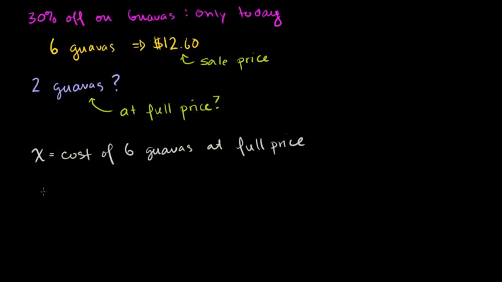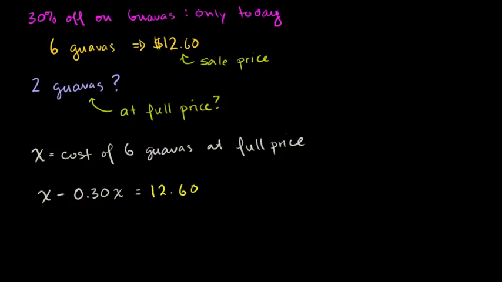So if we have the full price of 6 guavas, we're going to take 30% off of that. That's the same thing as 0.30, or I could just write 0.3. Actually, let me write it like this. My wife is always bugging me to write zeros before decimals. So that's the full price of 6 guavas minus 0.30 times the full price. I'm literally just taking 30% off of the full price. This is how we figure out the sale price, and it's going to be equal to $12.60.